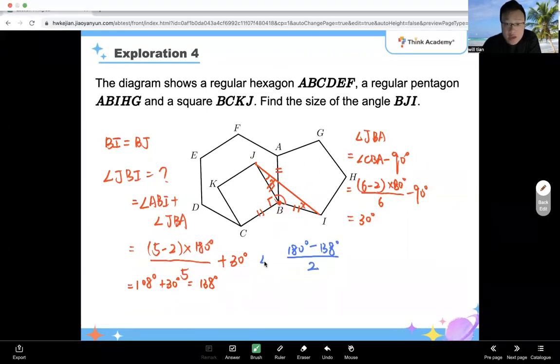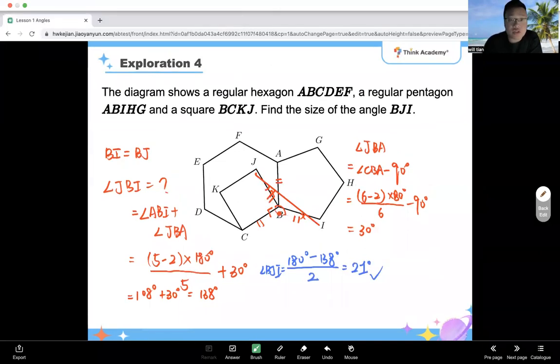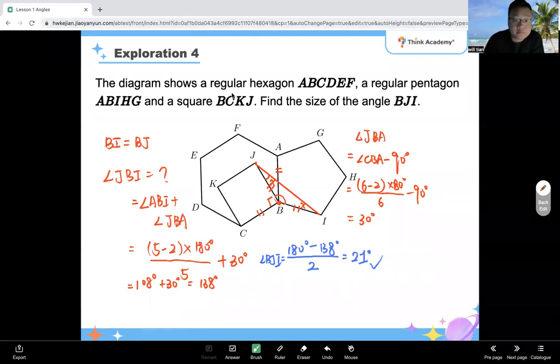So let's see, angle BJI then equals this, which is 42 divided by 2 equals, guys, what number? 21. That's right, equals 21 degrees. So that's the answer to the question. All right, guys, that's the second last question today. We do have one more question.